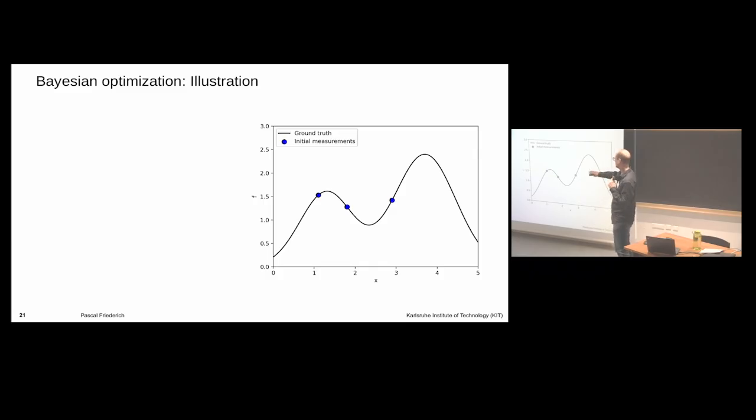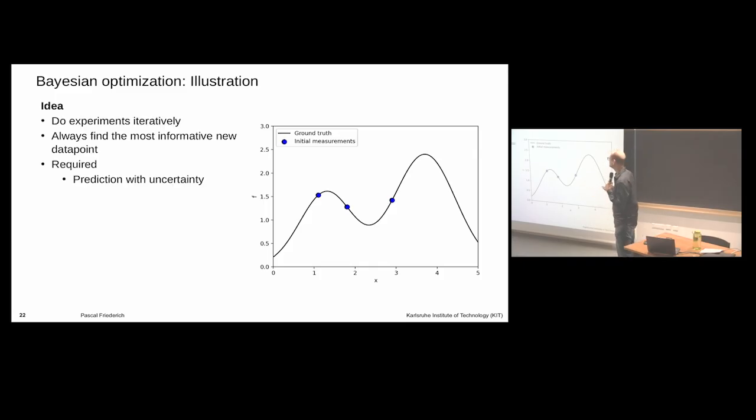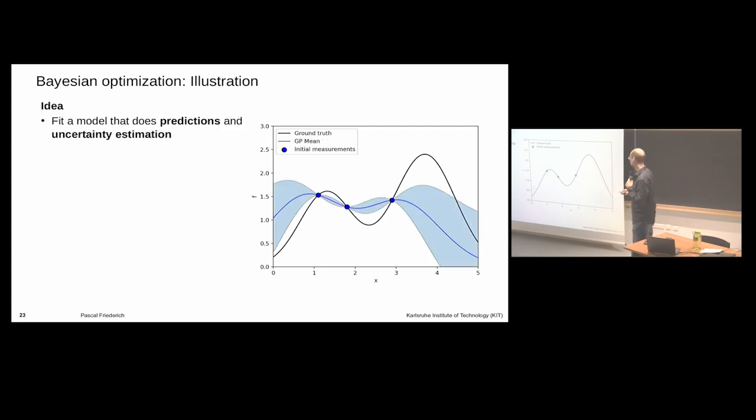Okay, so we have initial data points, and now what we do is we fit a machine learning model. Of course, this is very simple. It's only 3 data points, so we need a model that doesn't overfit too much. And what we need is a machine learning model that doesn't only make predictions, but that also tells us something about the uncertainty of the predictions. So we can fit our initial model, and this is now, as I mentioned earlier, a Gaussian process model. But you can in principle use any other machine learning model that does predictions and also uncertainty estimations. And you might want to use something that does not easily overfit.